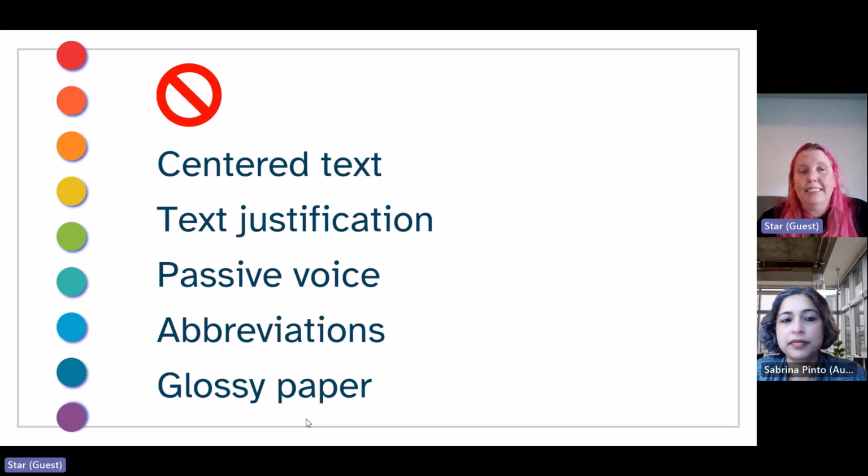Again, we want to avoid the passive voice. You want to avoid using abbreviations unless they're super common in the field, obviously. But if it's something that you're not sure that everyone is going to know like the back of their hand, you're going to make sure you don't abbreviate it. At least not the first couple times you use it.